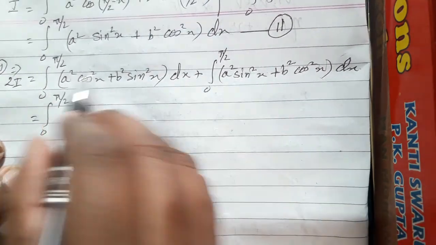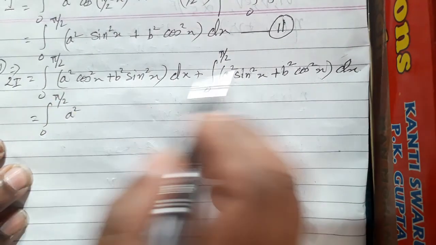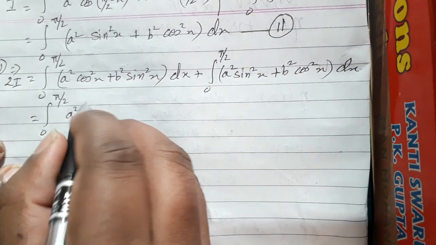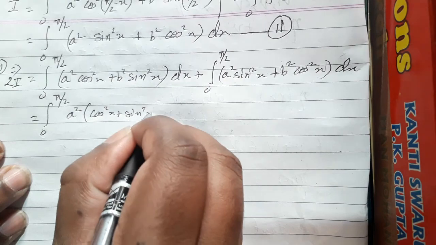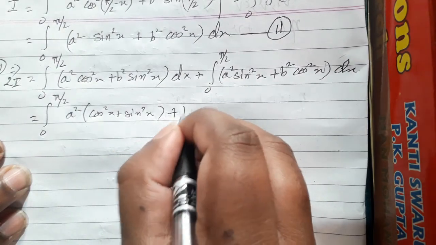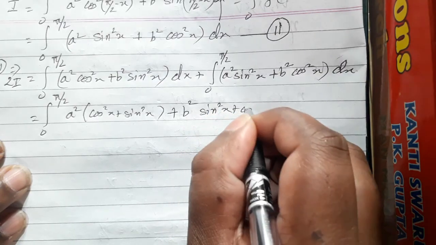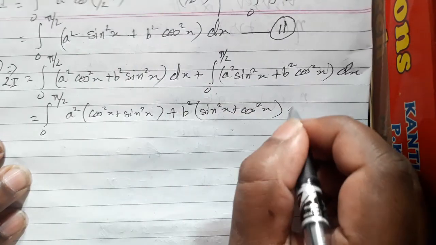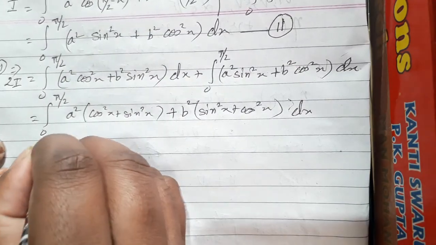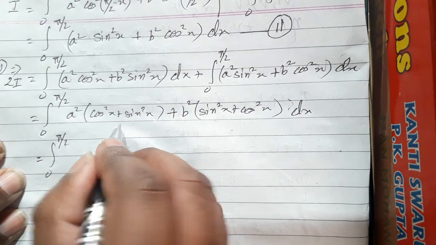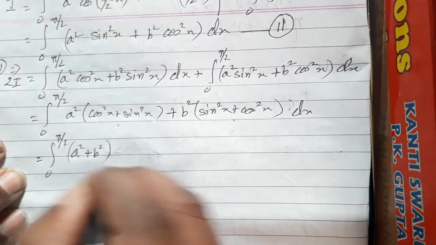Now what can you do between these two? We can combine the integration sign together. If I take a square common here, we get cos square x plus sine square x, plus b square common, we get sine square x plus cos square x, dx, from 0 to pi by 2. So this is 1, this is also 1, and we get a square plus b square dx.